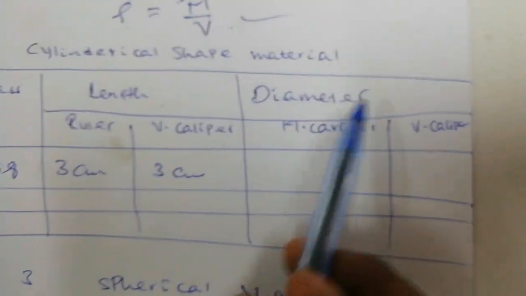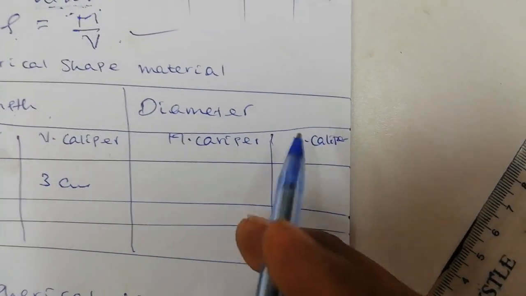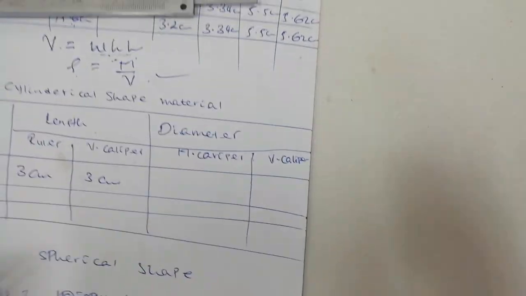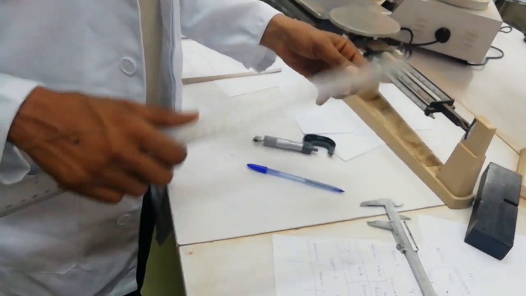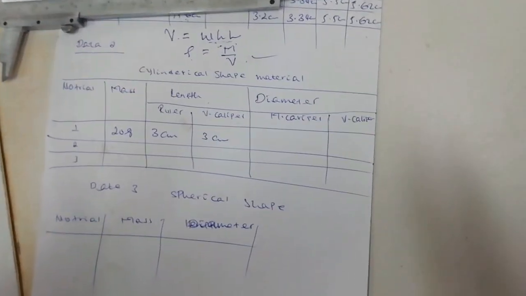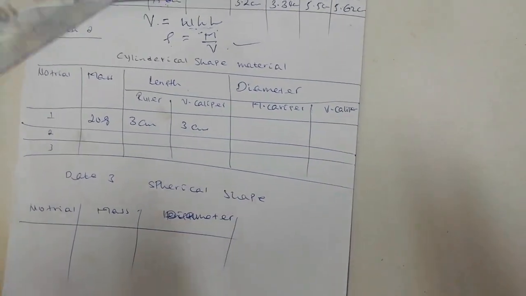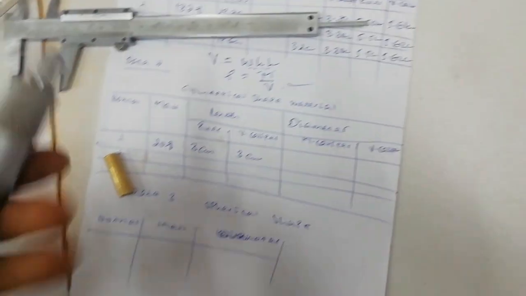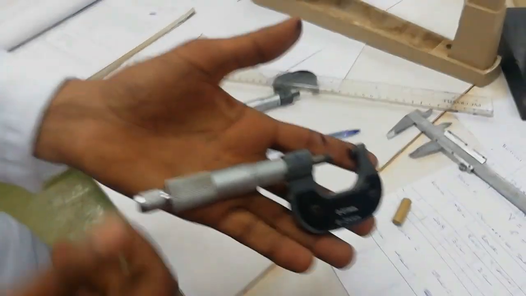For the length, the diameter of this particle can be difficult to measure using the meter stick. To measure the diameter of this, or the radius of this, it can be difficult using the meter stick. Due to this, we do not use the meter stick. So in the presence of these materials, we use the micrometer caliper. You know, this micrometer caliper is an apparatus just like this.